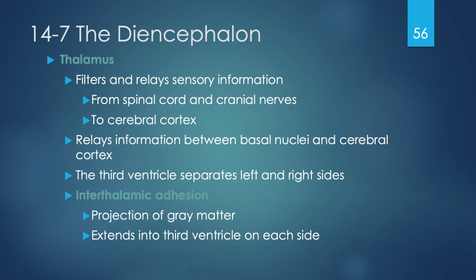The thalamus is responsible for filtering and then relaying sensory information that's coming in from the spinal cord and from the cranial nerves, and then sending it up to the cerebral cortex for processing. So it's relaying information between those basal nuclei and the cerebral cortex. The third ventricle is going to separate our left and right sides, and we have something called the interthalamic adhesion, which is a projection of gray matter that's going to extend into the third ventricle on both sides.